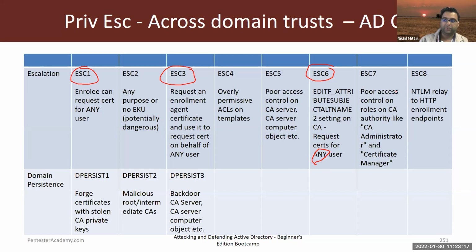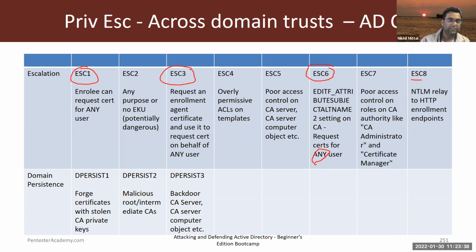ESC7 is poor access control on roles on the CA, like CA administrator or certificate manager. ESC8 is very popular as well. NTLM relay to HTTP enrollment endpoints. This may allow you to escalate to EA even without having any domain user privileges.